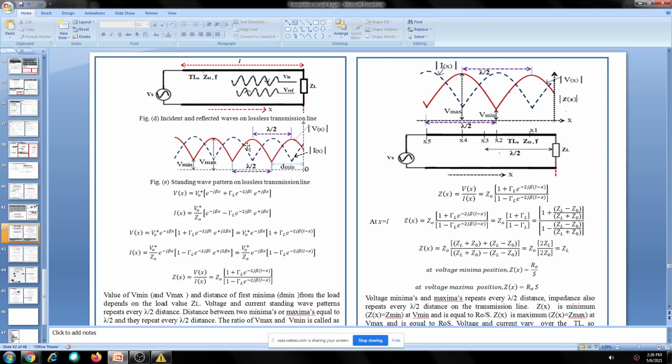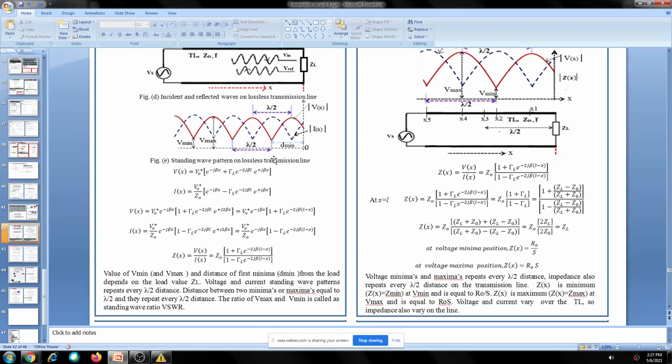This is called a standing wave pattern. So this is a voltage pattern. Similarly, a current pattern also takes place, and the impedance also varies like this. Okay, so now we will see the standing wave pattern for different loads.